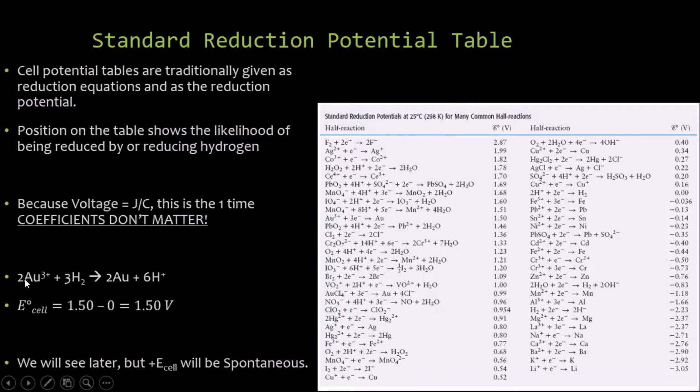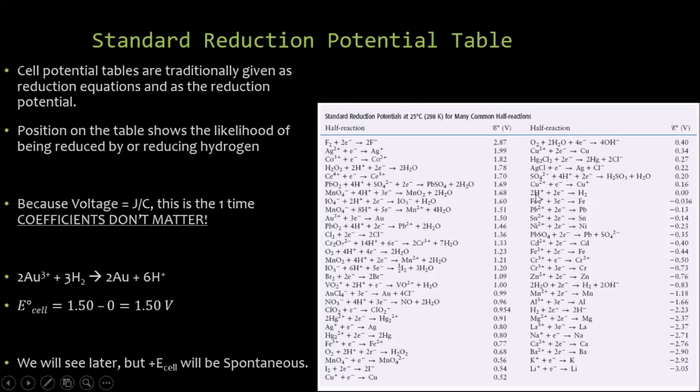So using this, 2 gold 3 plus and 3 hydrogen 2 goes to 2 gold and 6 hydrogen plus. I'm going to look, where's gold 3? Gold 3 right here. Gold 3 plus 3 electrons goes to gold. It reads 1.5. Doesn't matter that there's 2 and 2, we still use 1.5. 3 and 6, well, it's 0 anyways, so even if we had to multiply by 2 or multiply by 3, it would still give you 0, but we don't even have to do that.